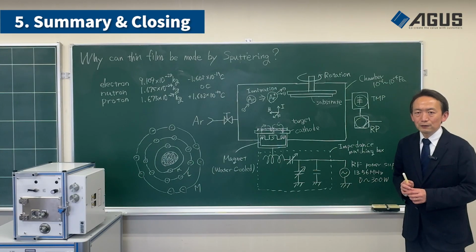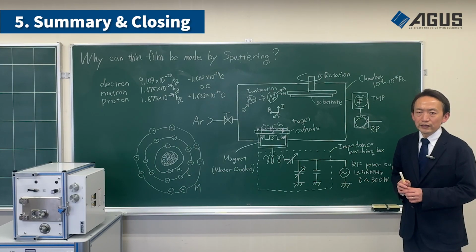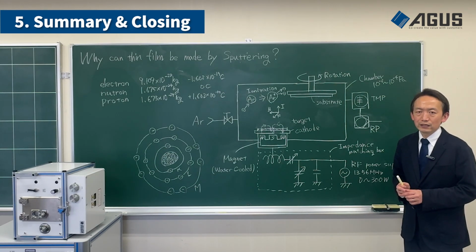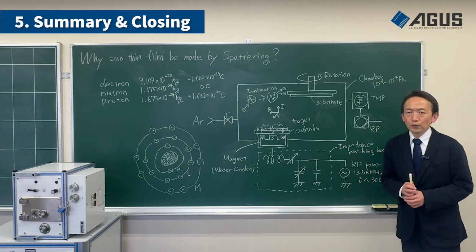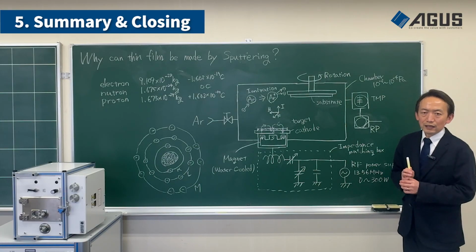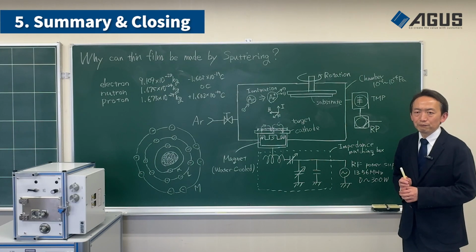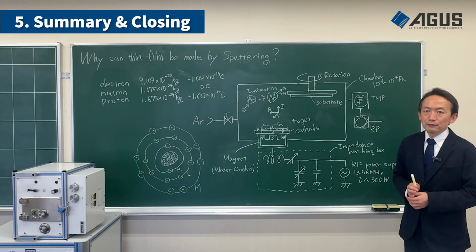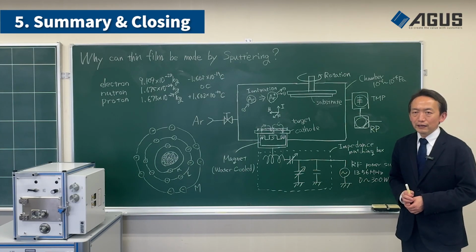Second, the argon positive ions created by ionization are attracted by the negative VDC voltage of the cathode. They collide with the target material at high speed. Third, the atoms ejected from the target travel through the vacuum and accumulate on the substrate to form a thin film.